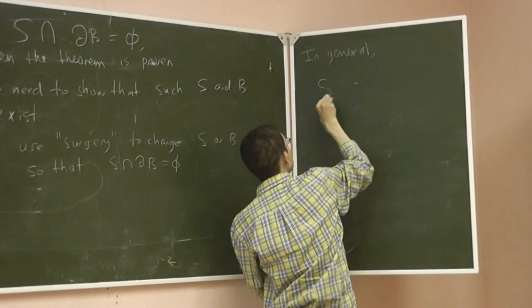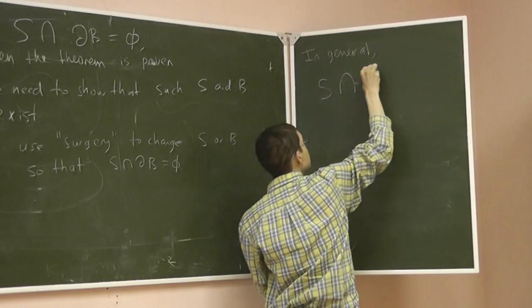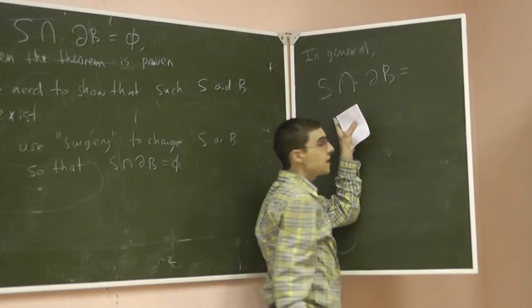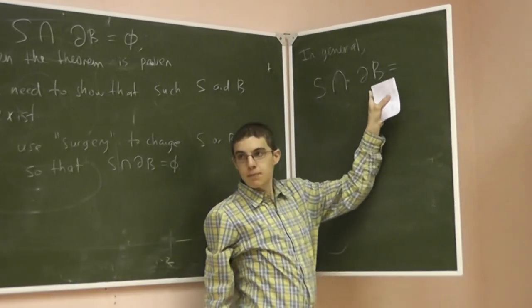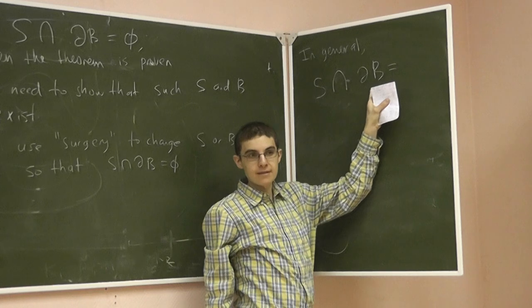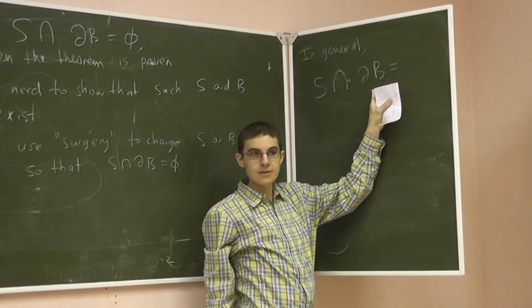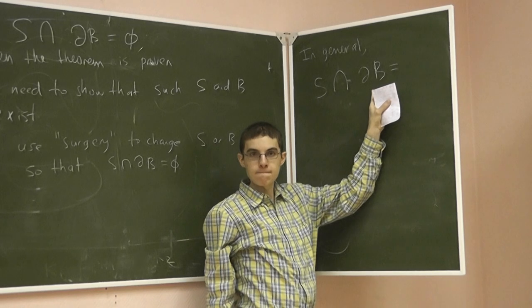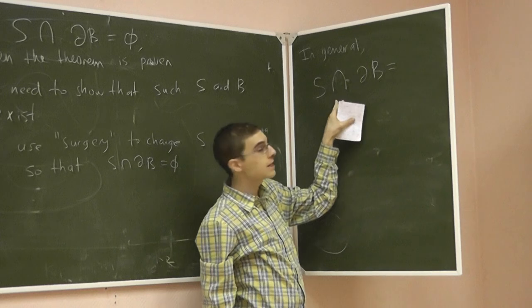In general, what will the intersection be between a sphere and the boundary of B? What is the boundary of B, topologically? Spheres. Good. So these are both spheres.